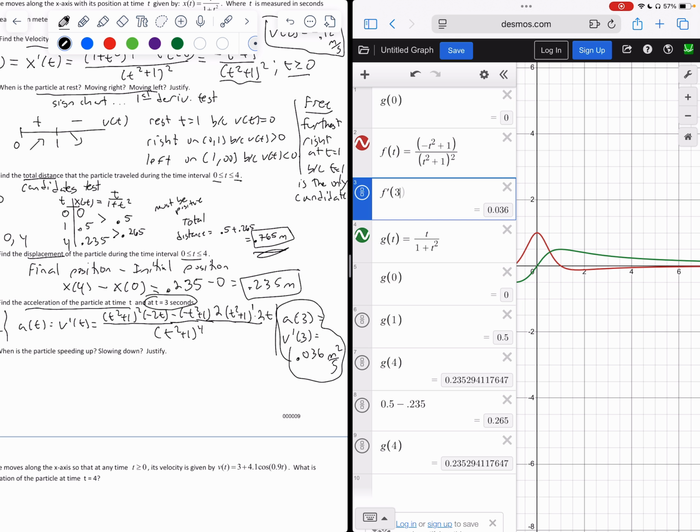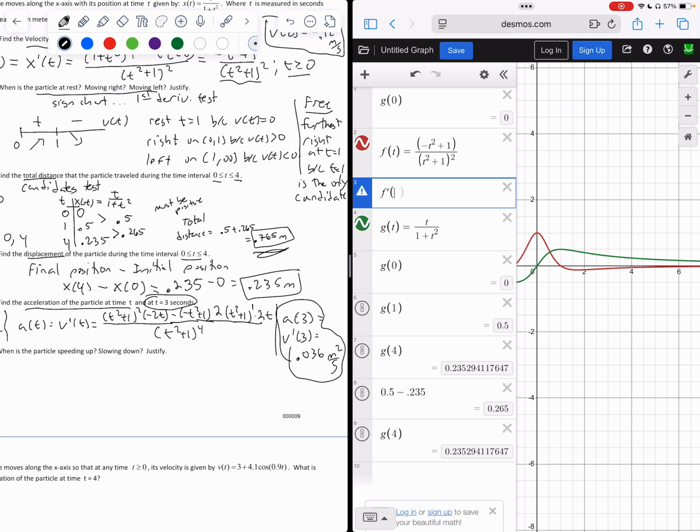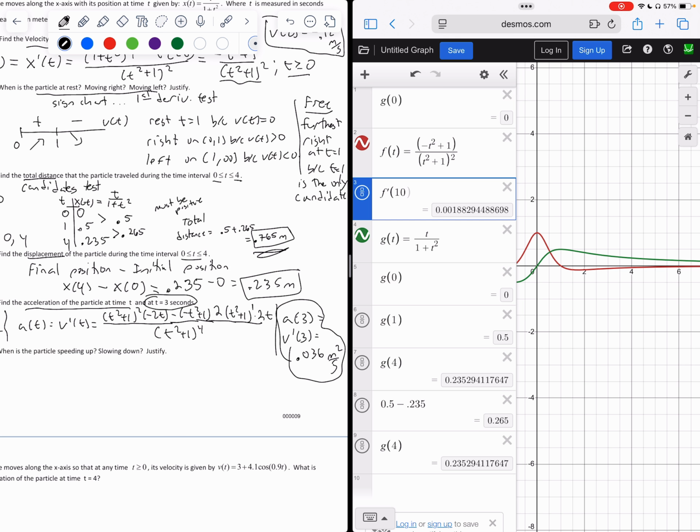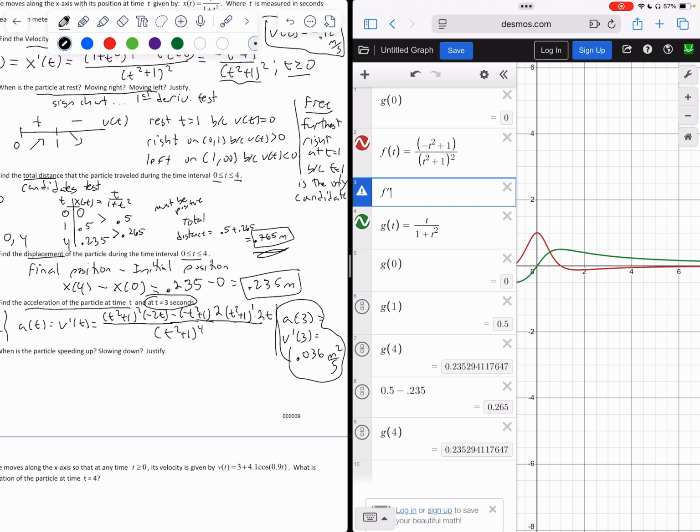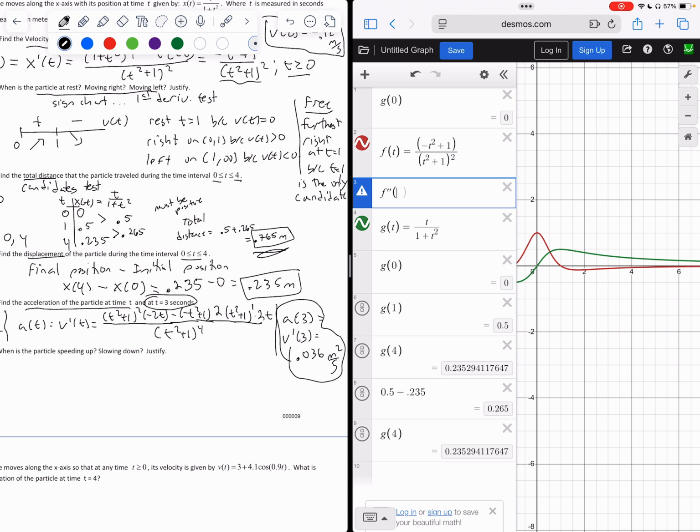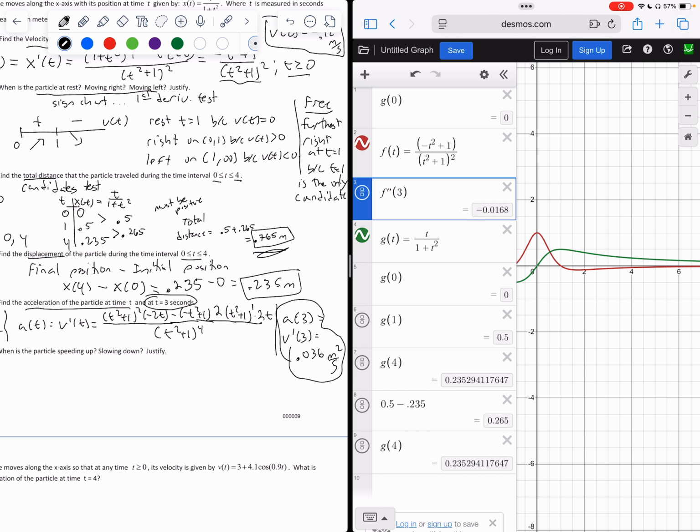What if I want to find the acceleration at 0? I just go over here, type in 0. There it is, 0. What if I want to find the acceleration at 10? There it is. It's just a derivative. What if I want to be a jerk about it? Find the second derivative at 3. Oh, there it is. There's the jerk at 3.